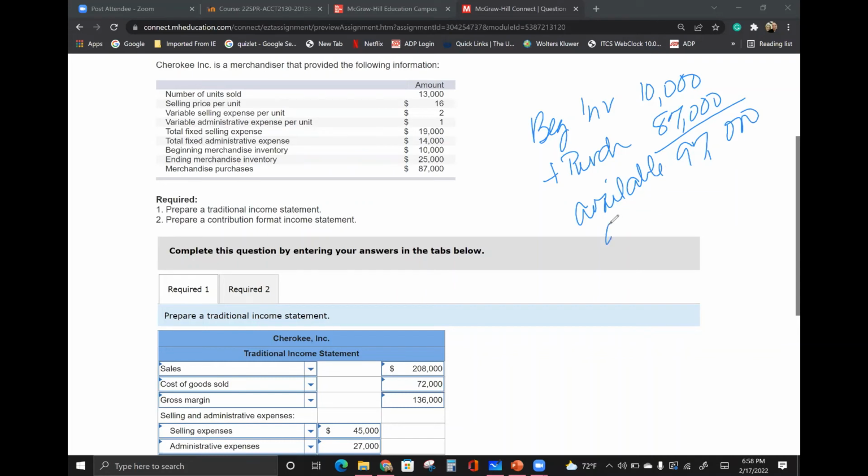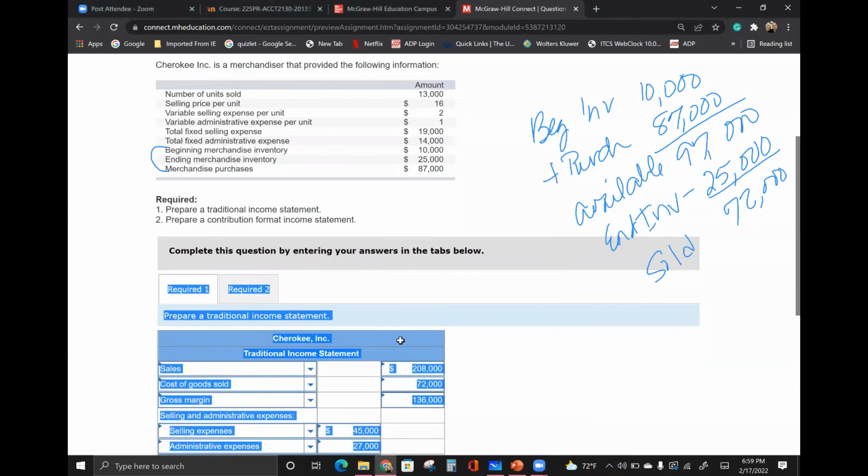And then it tells me my ending inventory. So I have to take the difference to know what I sold. So if I have 97,000 available and ending inventory is 25,000, I have 72,000, which is my cost of goods sold. So you see how I calculated that out? You're going to have to use these numbers right here to figure out that number. Let me close that out so I can move around.